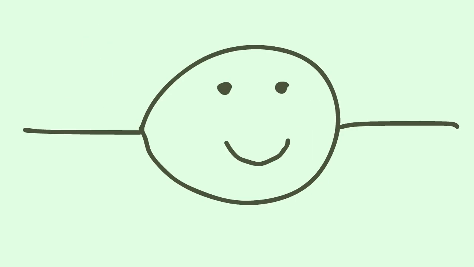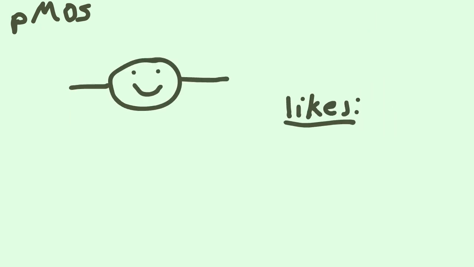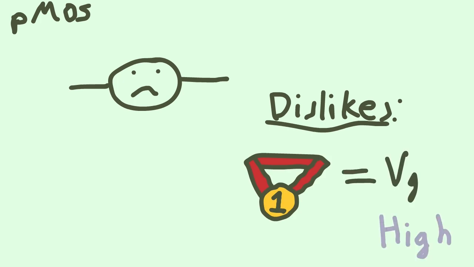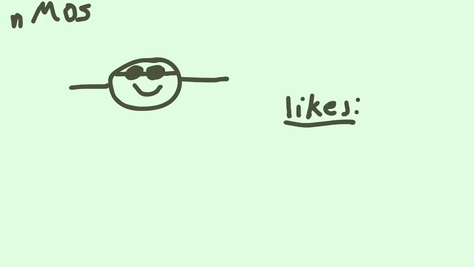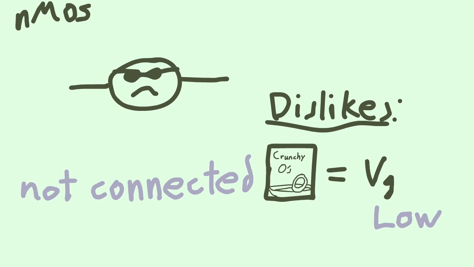You can turn it on by giving it something that it likes to make its source and drain connected. If you give it something it doesn't like, the source and drain will not be connected. We'll discuss two types of transistors, pMOS and nMOS. A pMOS transistor is happy when you give its gate zeros or a low voltage. This makes it connected. It isn't happy when you give its gate a 1 or a high voltage, and its gate becomes disconnected. An nMOS, on the other hand, is happy when you give its gate a 1 or a high voltage, and isn't when you give its gate a low voltage.